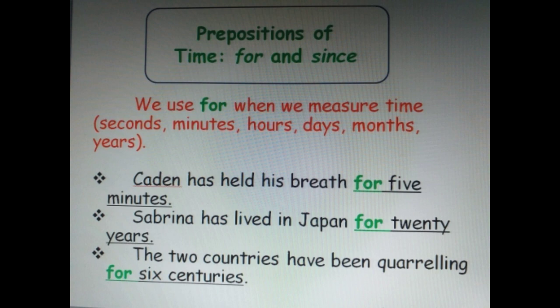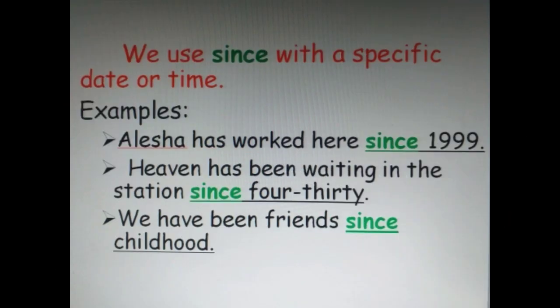Next, the two countries have been quarreling for 6 centuries. So for plus centuries. So we use for for another measure of time, which is centuries. For centuries. Next, since. The preposition since. We use since with a specific date or time.